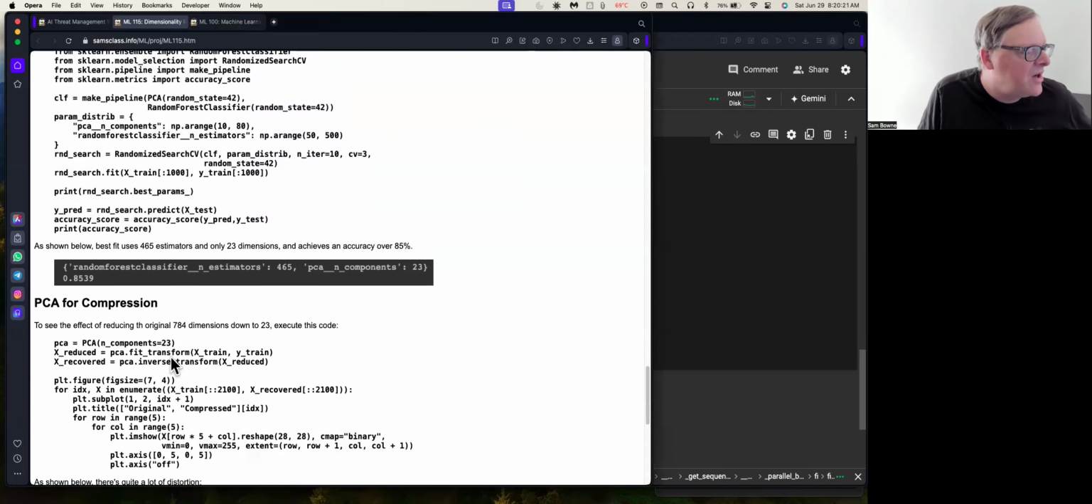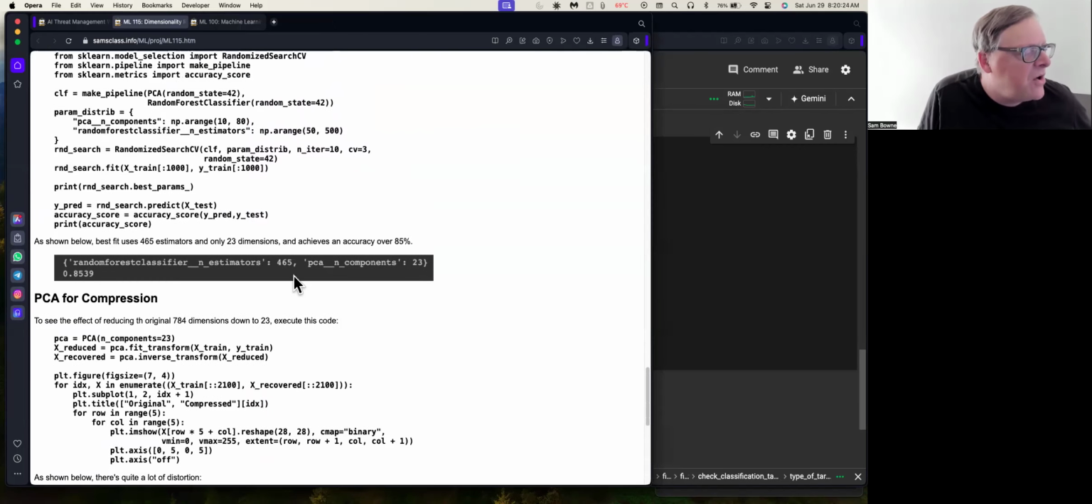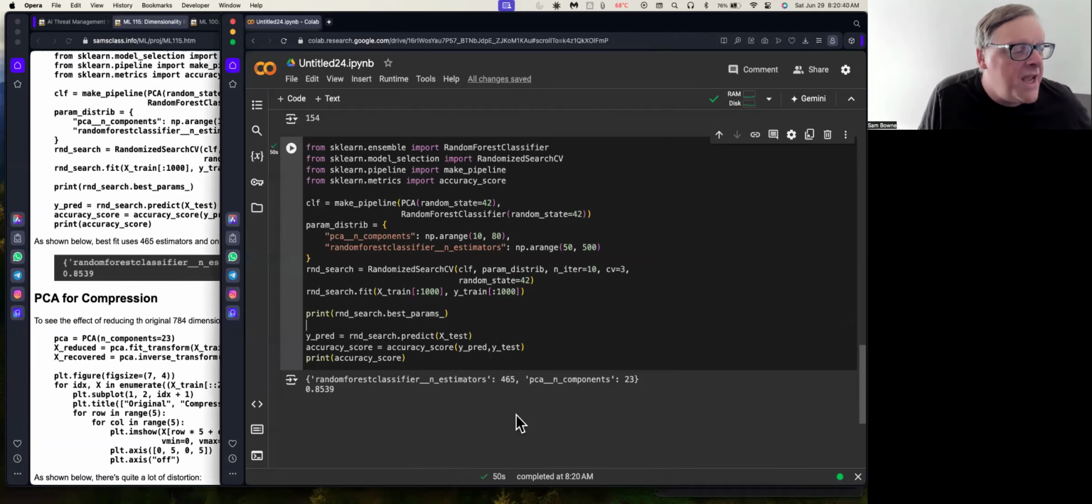All right, I'm just going to go here to look at the answer. So the answer is it chose to use 465 estimators. So it adjusted the number of trees in the forest. So it made 465 decision trees and used only 23 dimensions. And that will achieve an 85% accuracy. So remember, we started with 784 dimensions. We got it down to 23, which may seem surprising, but as you can see, humans can do it much easier. You see an edge, you see another edge. We didn't even really pick out 23 features, probably.